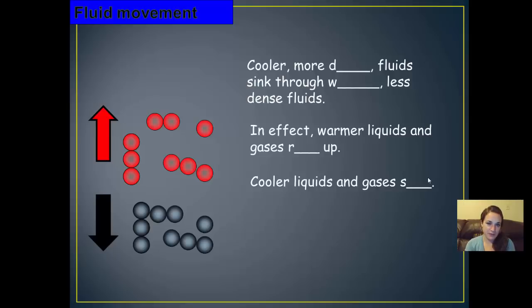So, fluid movement is the way that cooler, more dense fluids sink through warmer, less dense fluids. So in effect, that just means that warmer liquids and gases rise up and cooler liquids and gases sink. We should know this. That's why sometimes if you go upstairs in the winter, it's a little bit warmer because that warm air is rising. We have lots of different examples of this that we'll go through.